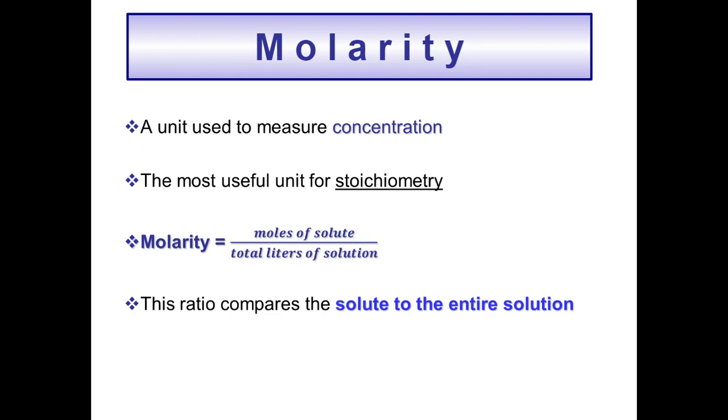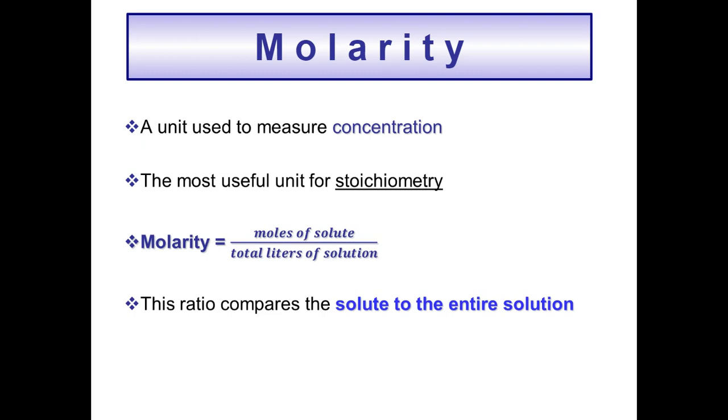So sometimes in the lab, I'll say you have a 3.0 molar solution of hydrochloric acid, or I'll have a 1.0 molar solution of hydrochloric acid. The 1.0 molar is more dilute than the 3.0 molar solution. So it's just talking about concentration. This is most useful for stoichiometry.